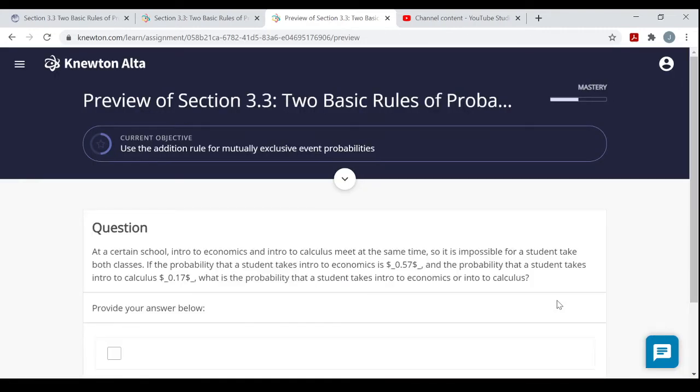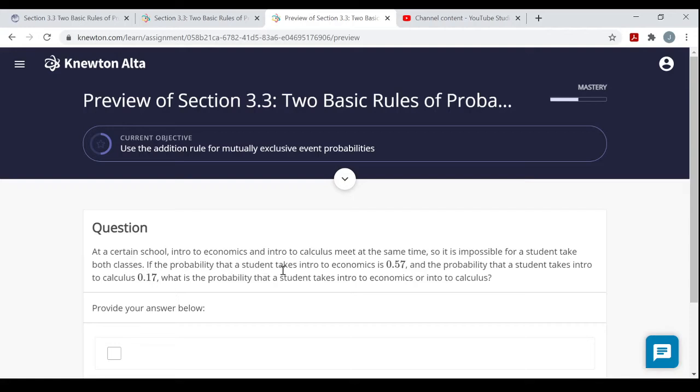All right, so here's another one. Now this is again just a multiplication. Oh, this is the addition rule for mutually exclusive events, so I'd just be adding these. I think. Hold on, let me read it. At a certain school, Intro to Economics and Intro to Calculus meet at the same time. So it is impossible for a student to take both classes, so they're mutually exclusive classes.